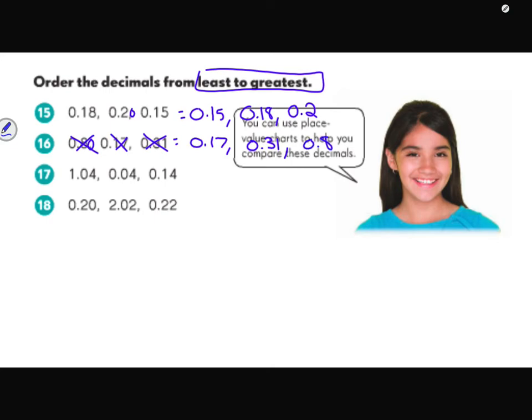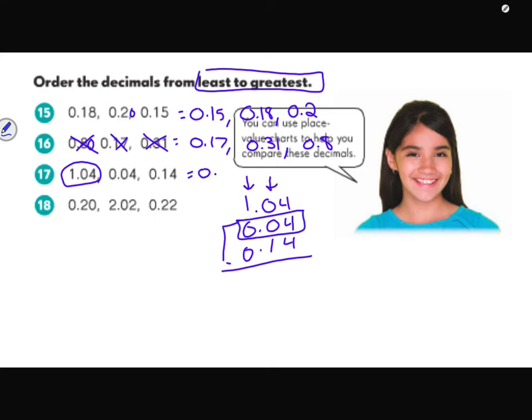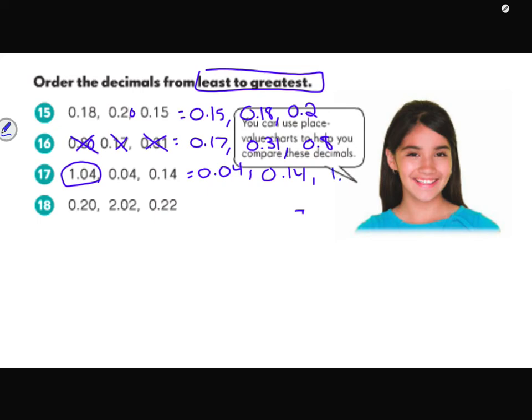All right, this next one. I have 1 and 4 hundredths, 4 hundredths, and 14 hundredths. Again, to show my work, I show my place value, and I want the smallest. Automatically I know 1 and 4 hundredths is the biggest because it has the 1 in the ones place and the rest of them just have 0. So now I'm going to go to my tenths. Between these two, this one has 0 tenths and this one has 1. So I know the smallest is 0 and 4 hundredths, the next smallest is 0 and 14 hundredths, and the biggest is 1 and 4 hundredths.